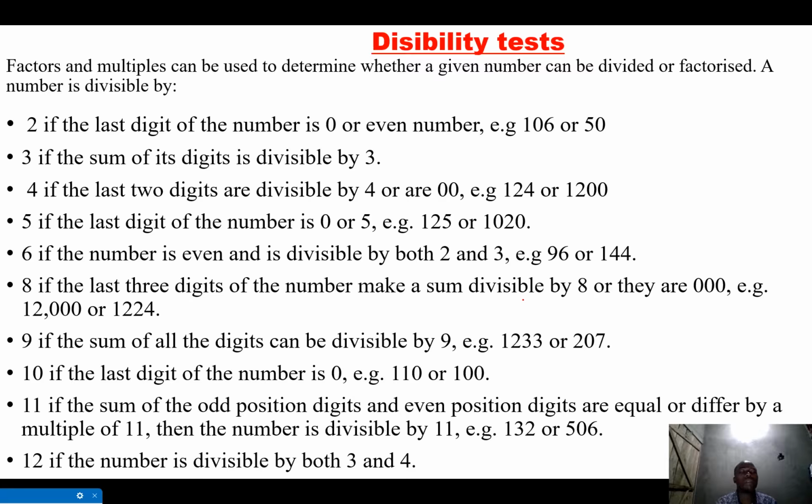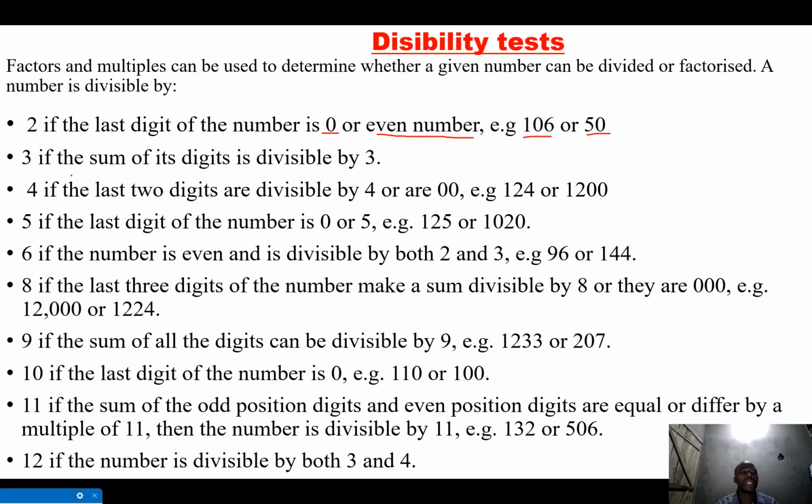Number 1: a number is divisible by 2 if the last digit of the number is 0 or is an even number. Remember, we had said 0 is not an even number. That's why we have it as an independent case here. So long as you end with a 0 or a digit which is an even number, then you have a number divisible by 2. We can take an example of 106 and 50.